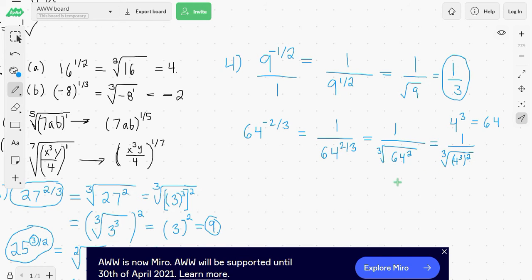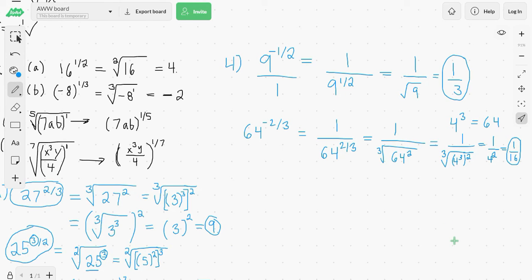And at the end of the day, what's going to happen with this is the cubes are going to cancel, and all you're going to be left with is 1 over 4 squared, which is just 1 over 16. So 64 to the negative 2/3 is just the same thing as 1 over 16.